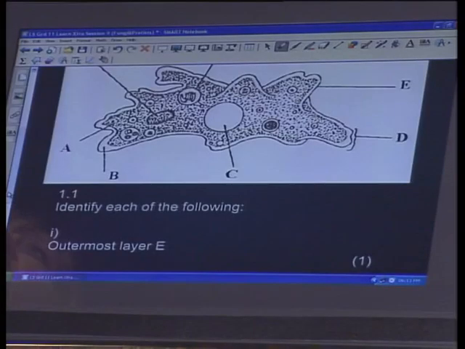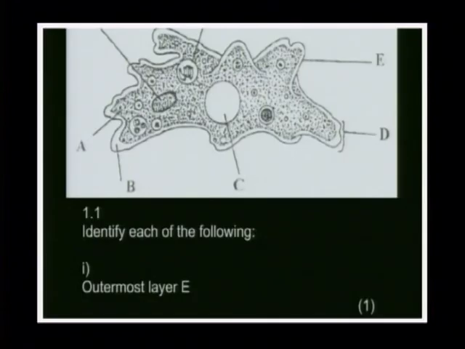Question 1 deals with the amoeba. We're given a diagram and asked a number of questions based on this diagram. First question, identify each of the following. Firstly, outermost layer E, there it is. Okay, from what I can see, they're actually pointing to the line there. So E is going to be the cell membrane, or remember the correct term for it, the plasmalemma.